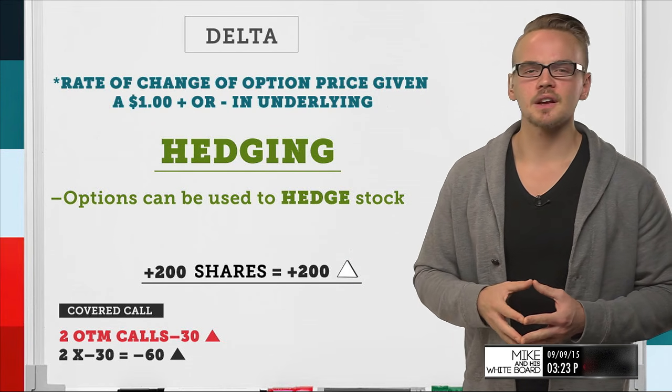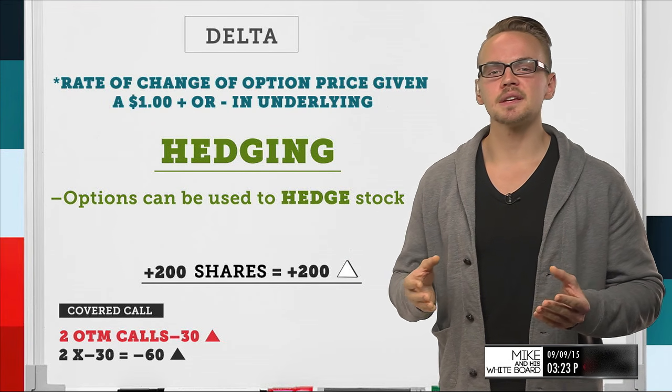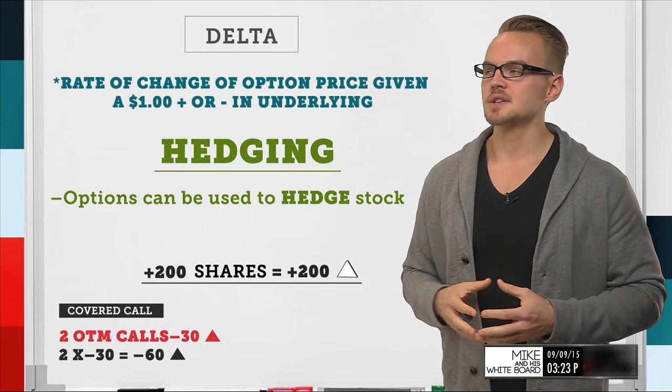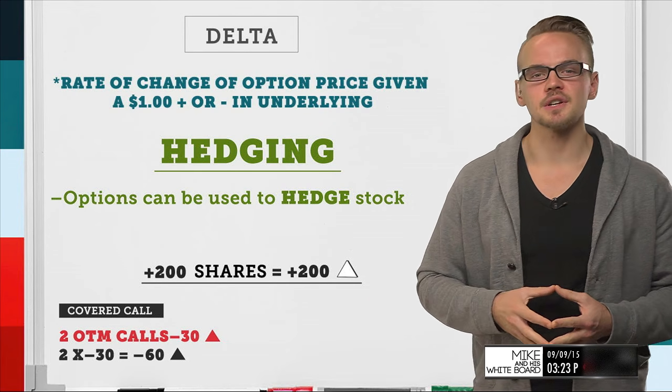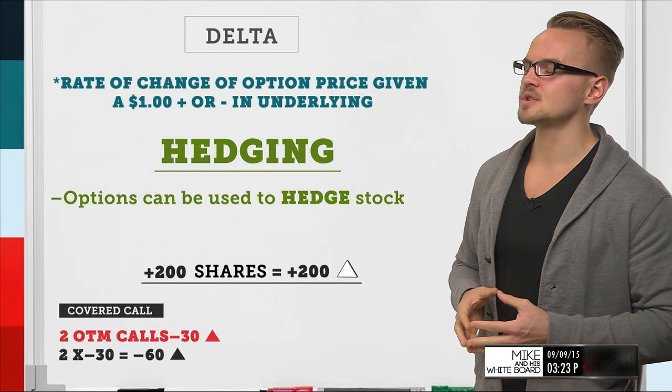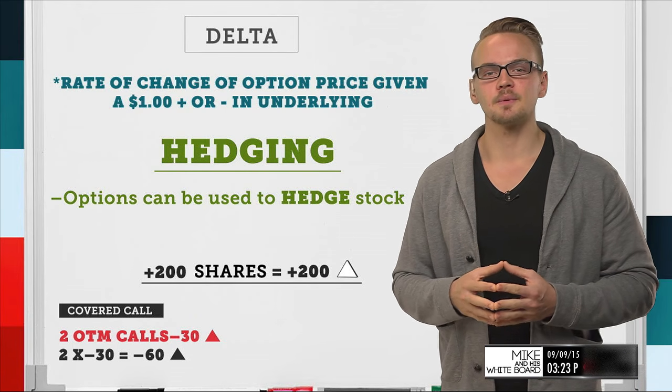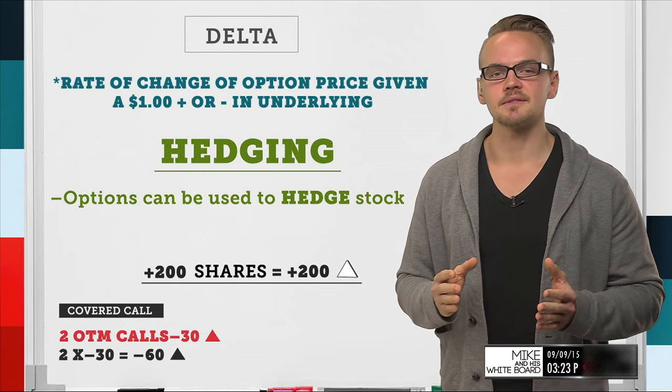So if I'm looking at a covered call, what I could do is hedge the position, but not fully hedge it. So this would be an under hedge. So let's say I've got 200 shares of stock and I'm looking at selling 2 out of the money calls for a negative 30 delta. And again, when I'm selling calls, it's going to have negative delta.